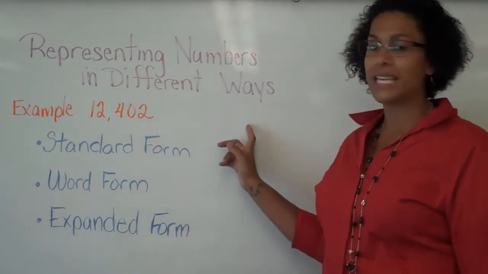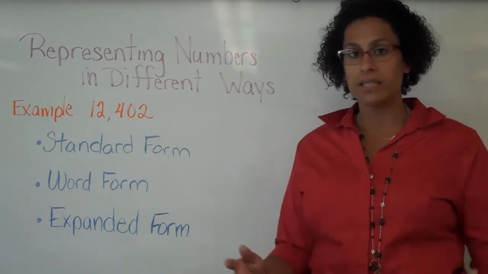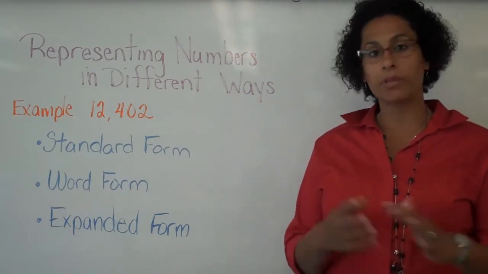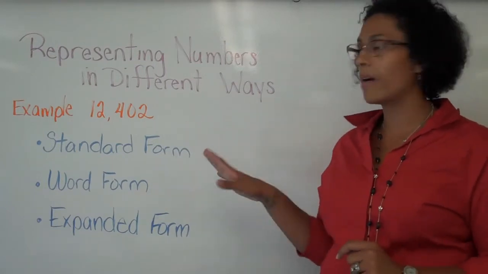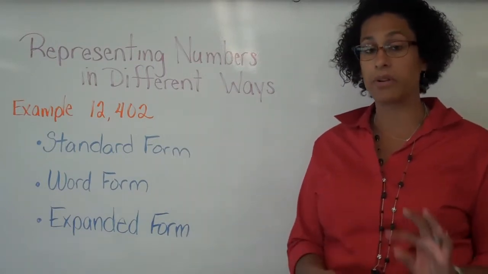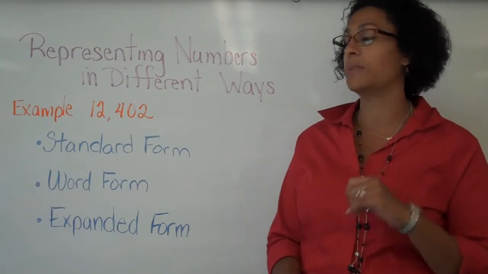We're going to talk about representing numbers in different ways. When we represent something, we're showing it. We can represent $1 with 4 quarters or 10 dimes. So we're going to talk about how we can show numbers in different ways, 4 different ways to be exact.